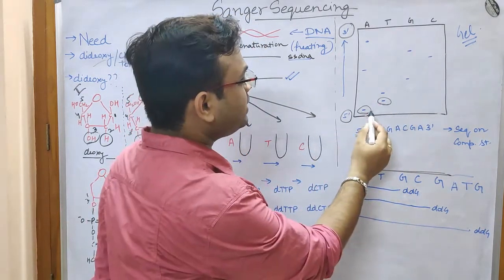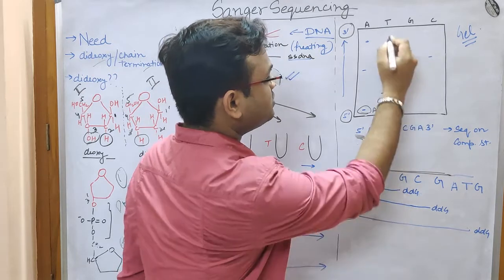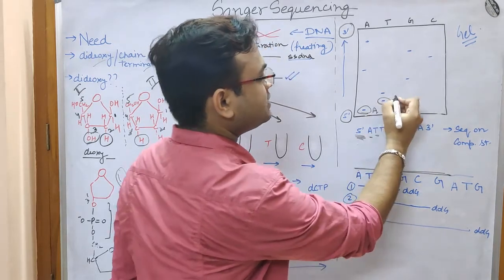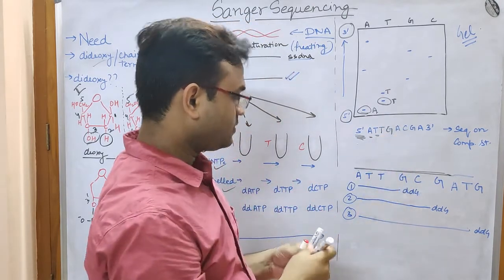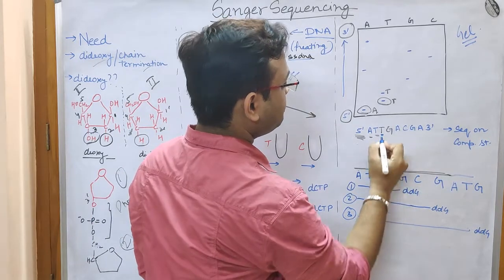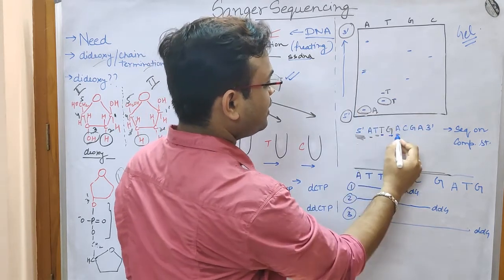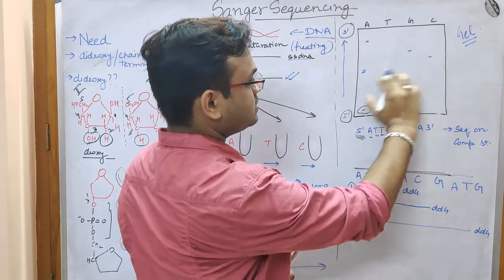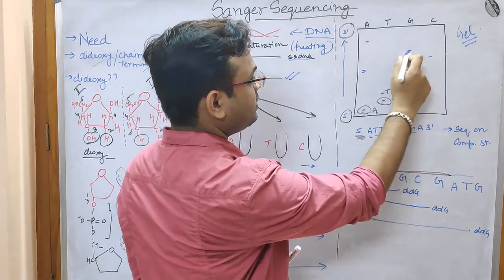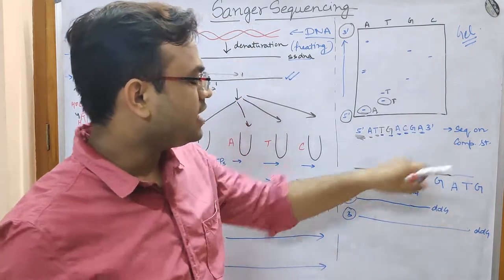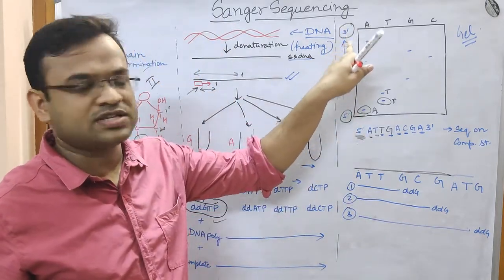So this was adenine, this was adenine, this was thymine. Again the next one is thymine. The next one is guanine, I have put it over here. The next one is adenine. Just after this is cytosine. Next one is guanine here and adenine is here. And then after that we put the 3' end. We have started at the 5' end and we have reached the 3' end.